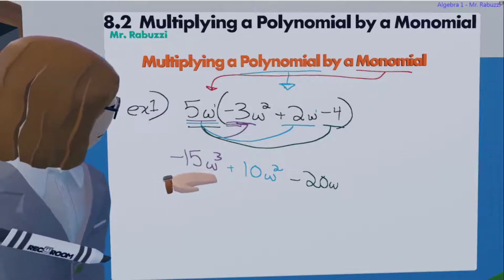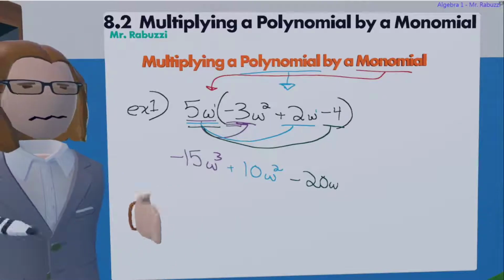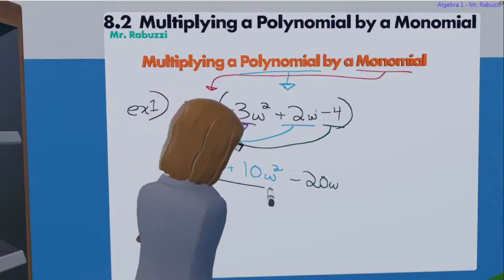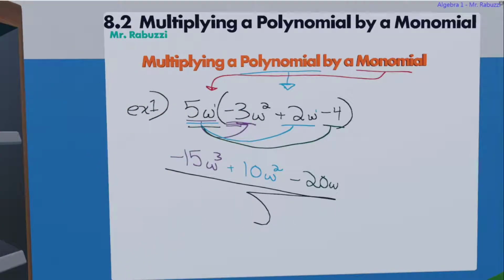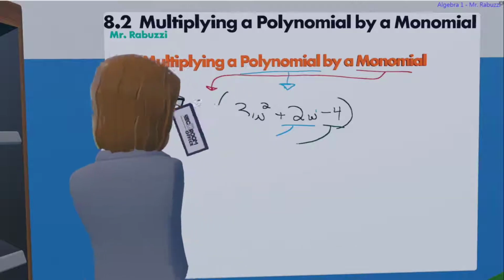Now let's see. Do we have anything we need to combine? No, because this is w cubed, this is w squared, and this is w. They can't add together, so this is our final answer. And it's neatly in order. 3, 2, 1. The exponents should go down from highest to lowest.